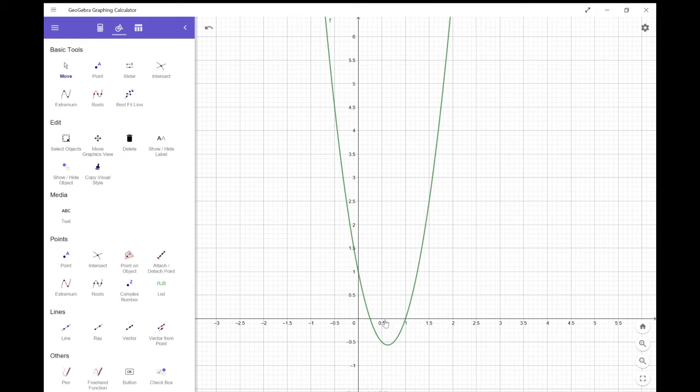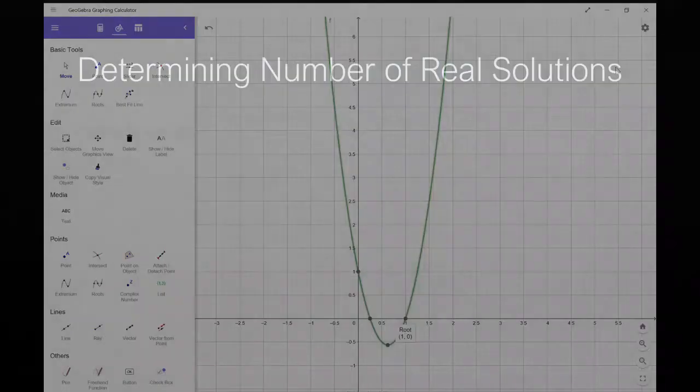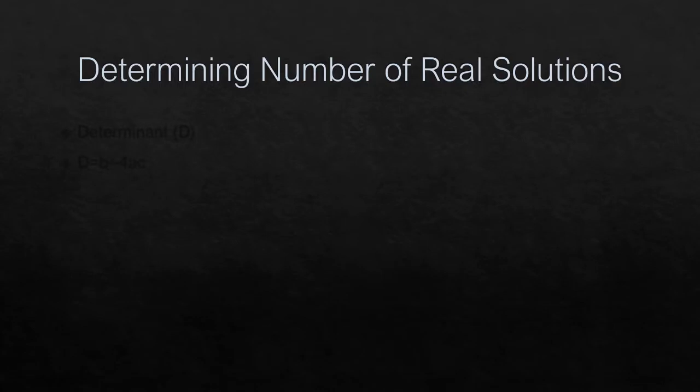So in this graph, we can see that the solution of the equation is these 2 points here, the intersection of the graph with the x-axis. So we can see that it is 0.25 and 1. That's the solution of the graph.